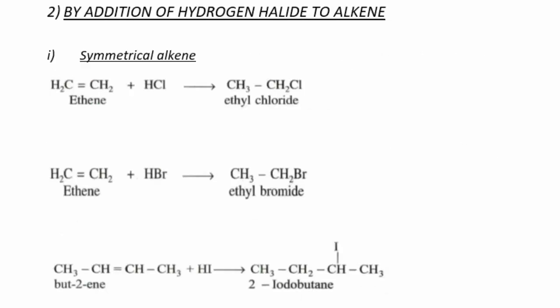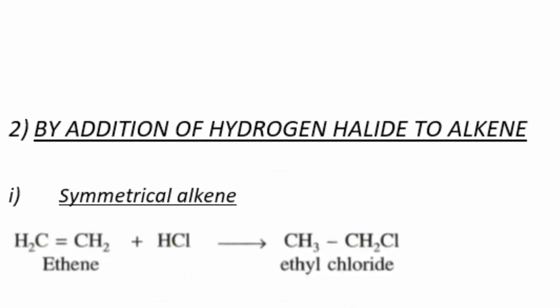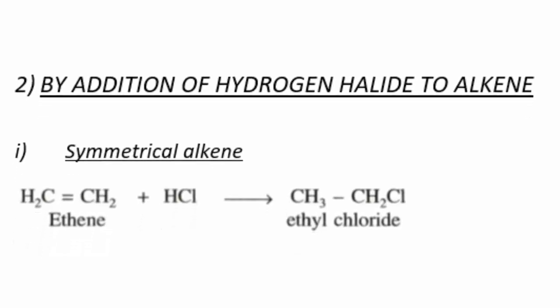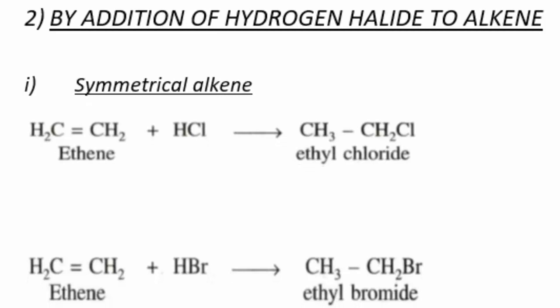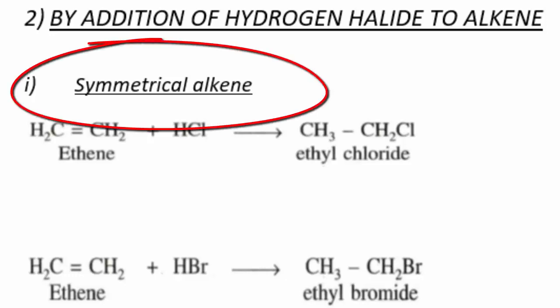The second method of preparation of alkyl halide is by addition of hydrogen halide to alkene. We have two different types of alkene. First one is known as a symmetrical alkene and second is known as an unsymmetrical alkene. So let us begin with the first, that is the symmetrical alkene.